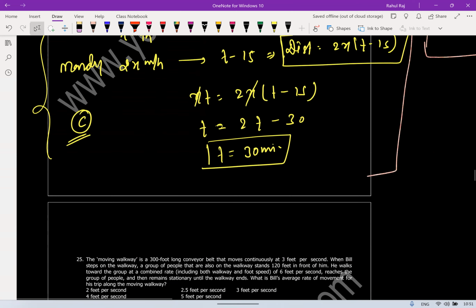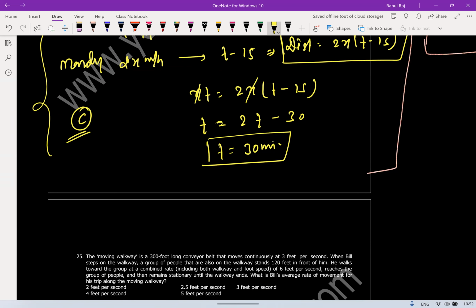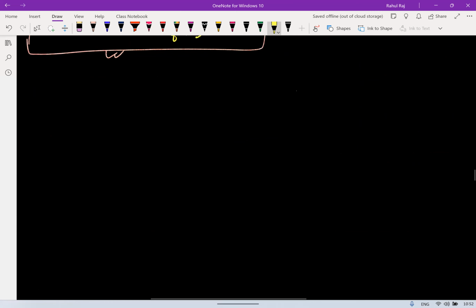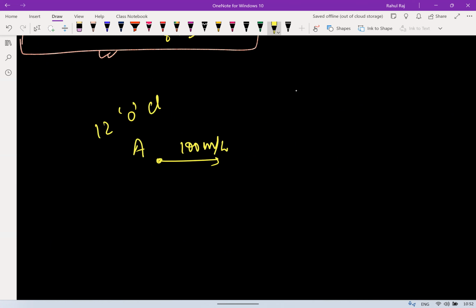Perfect. So before we go to the next concept, there's just one more concept, that's all. So imagine A is traveling at a speed of 100 miles per hour. He starts at 12 o'clock. And B is traveling at a speed of 200 miles per hour, and he will start at 1 o'clock. Agreed?